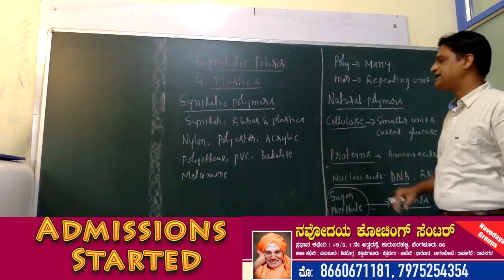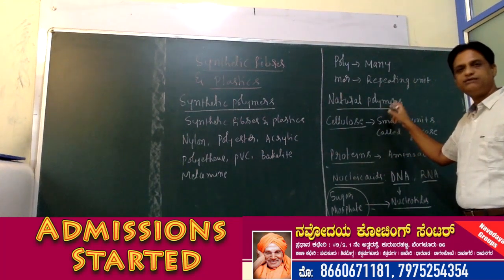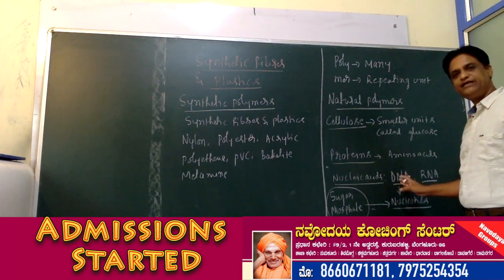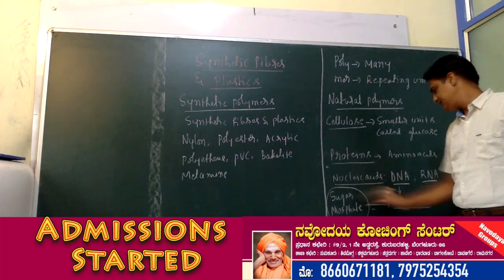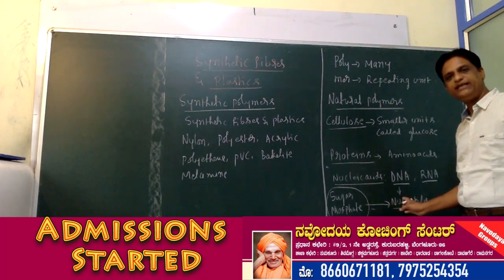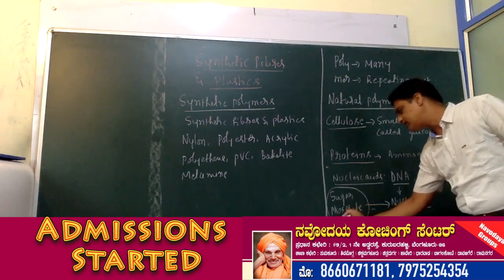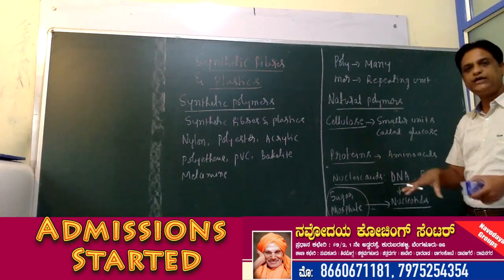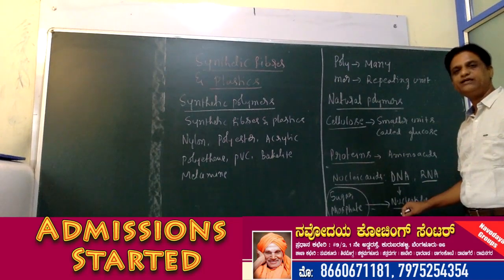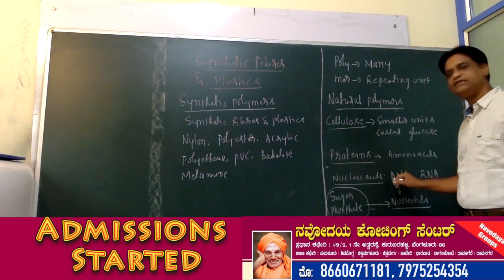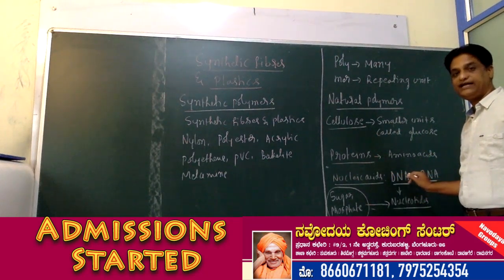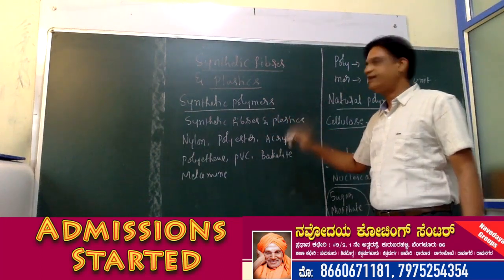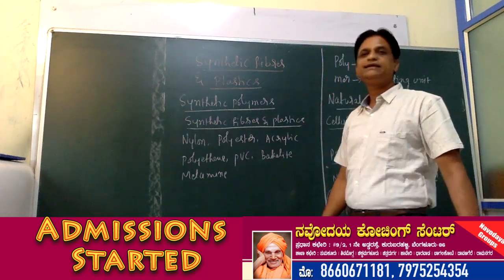So polymers are classified into two types: natural polymers, which are found in nature, like cellulose, proteins, and nucleic acids, and in nucleic acids, DNA and RNA. DNA contains many nucleotide units: sugar, phosphate, and one more, the nitrogen base. Those three together are known as a nucleotide unit. So many nucleotide units are present in DNA and RNA. Similarly, synthetic polymers are synthetic fibers and plastics.